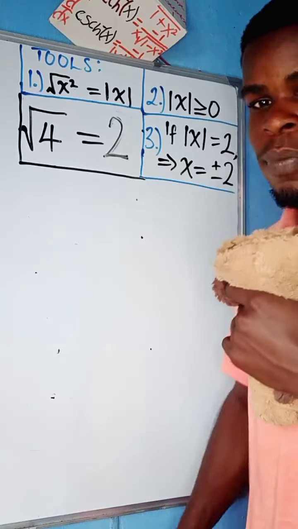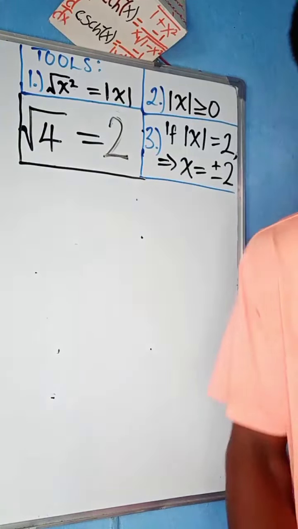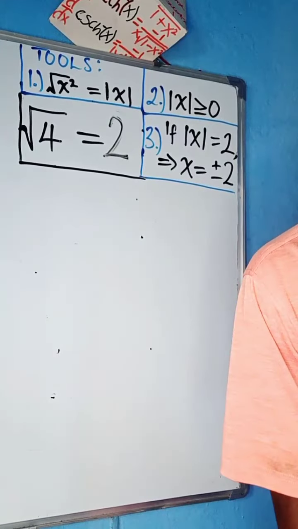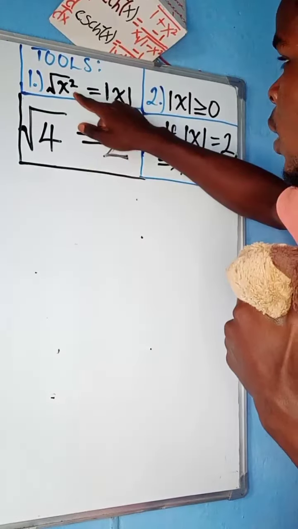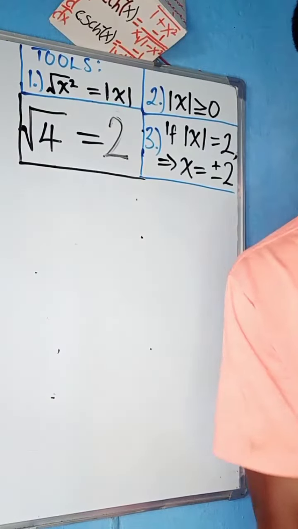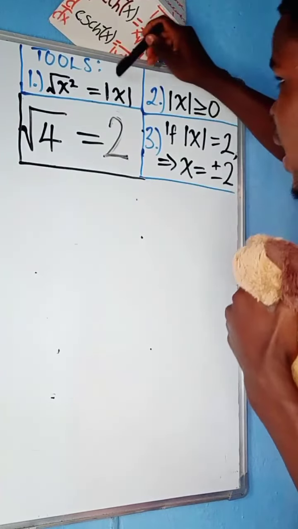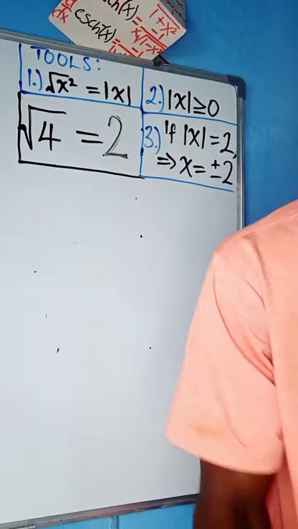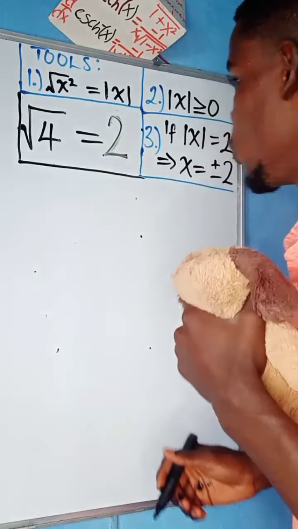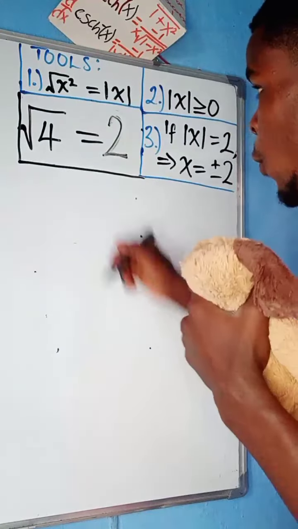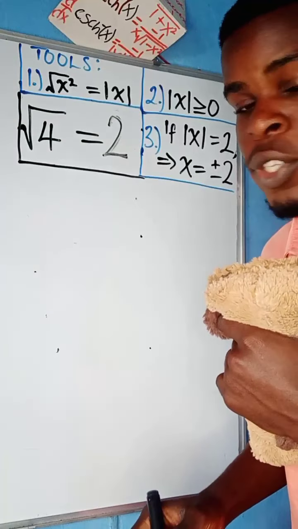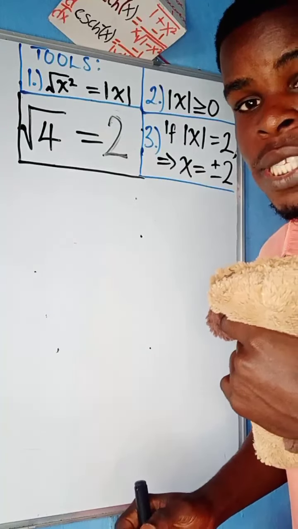Now, I'm going to start by using the following tool. The first one is that if we have the square root of x squared, the answer to that is just going to become the absolute value of x, and by the absolute value of x, I mean x between two bars. Keeping that in mind, we want to prove this. I want to show you that the square root of 4 is equal to 2. But first of all, I want you to consider this equation.